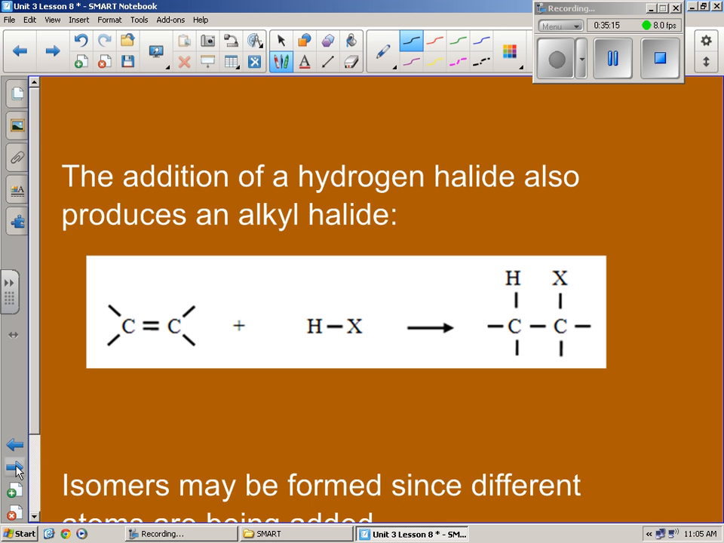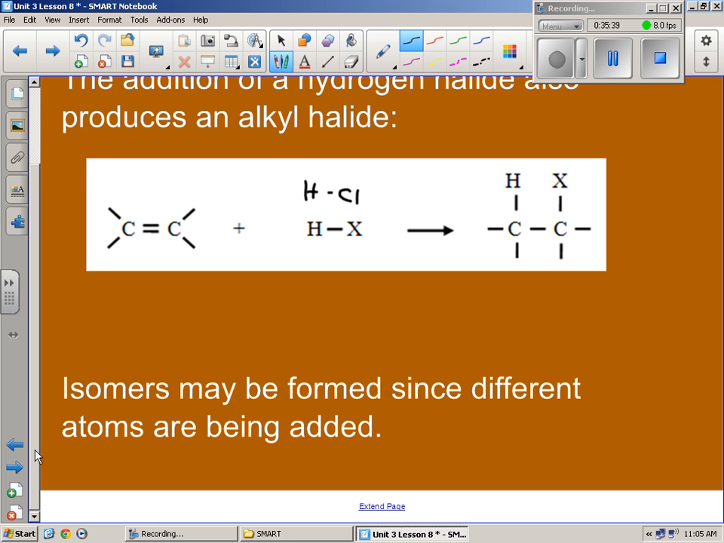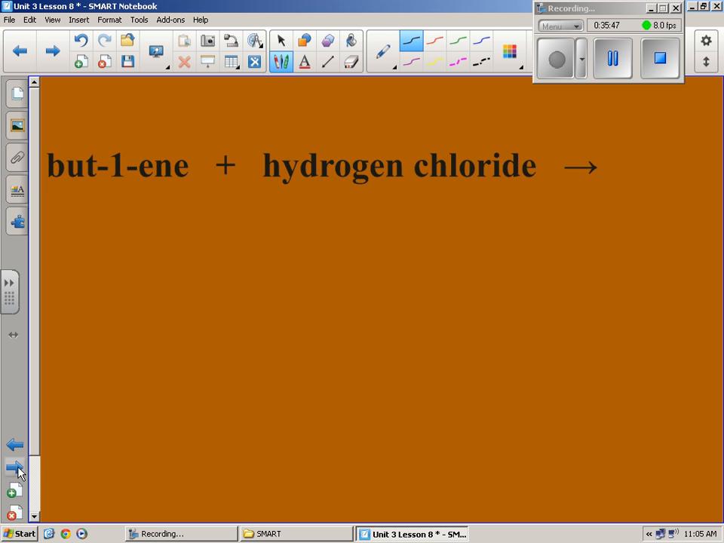So next, addition of a hydrogen halide. For example, a hydrogen halide like HCl or HBr or HF or HI. When you do this, you may get more than one product being formed. So we're going to introduce you to the first of many where you may get isomers. Before, we were basically adding the same thing in, but now we're adding two different things in. We're adding an H and, in this case, a chloride. So let's do this one.